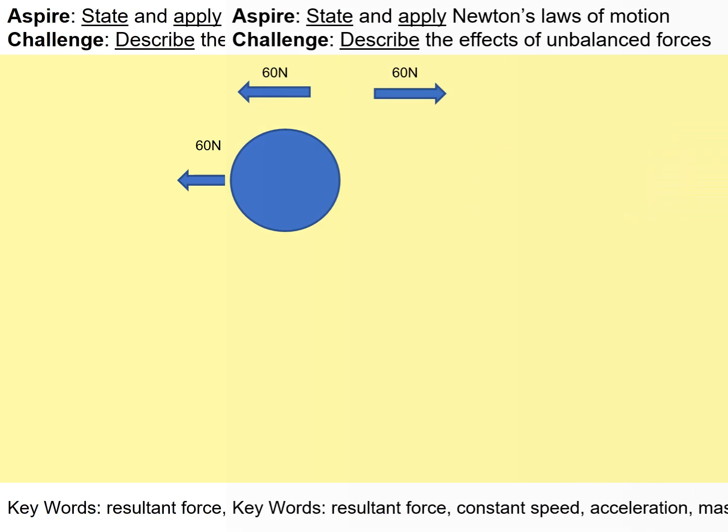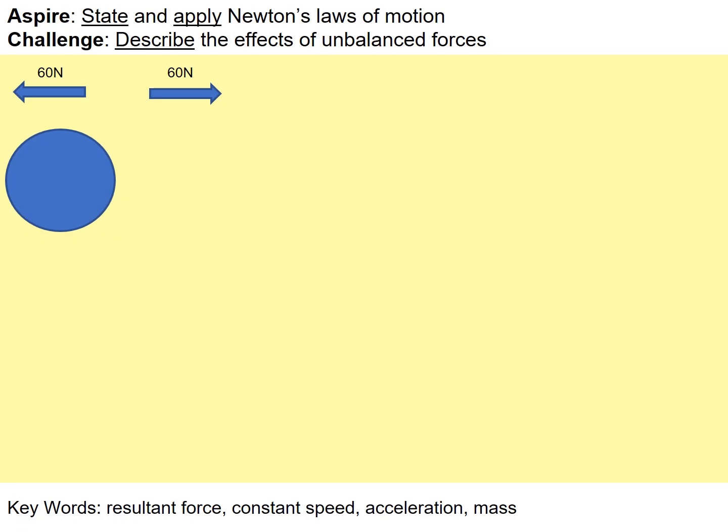Again, this is the same situation. It's 60 newtons one way and 60 newtons the other way. But if it was already moving, then the ball would continue to move at the same speed. It would not accelerate and it would not decelerate.